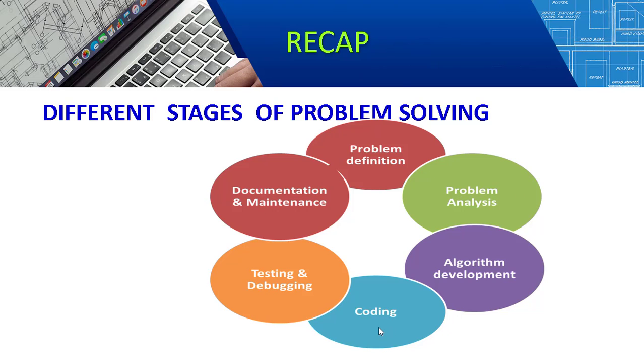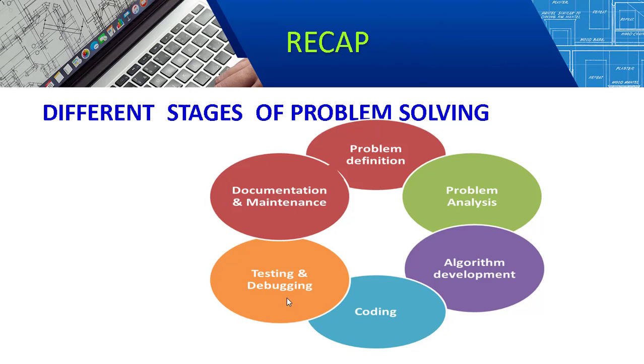The next stage of problem solving is coding. Coding or programming, that is, we are translating the algorithm or flowchart into the syntax of a given programming language. You can use languages like C, C++, Java, etc., in order to convert each step of the algorithm into a programming statement. So this is known as coding.